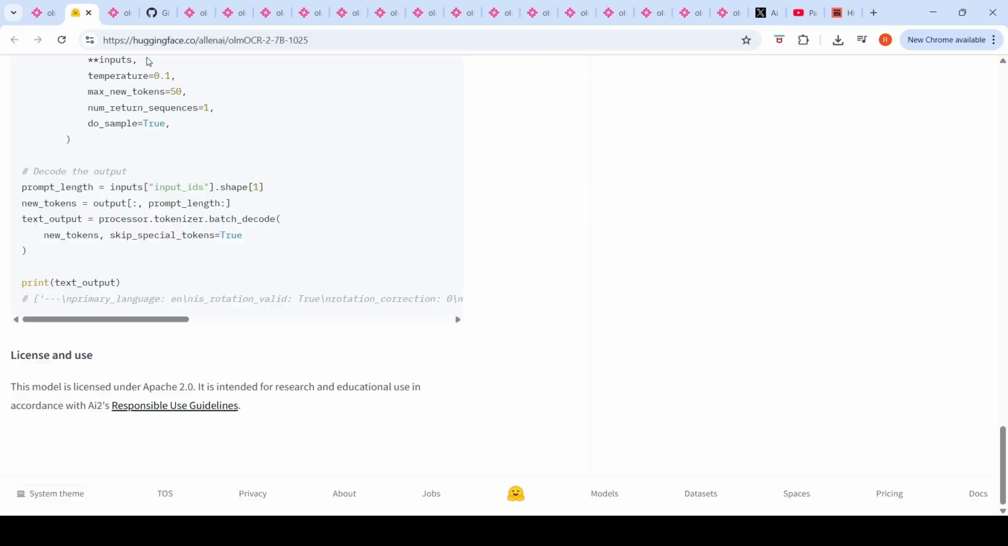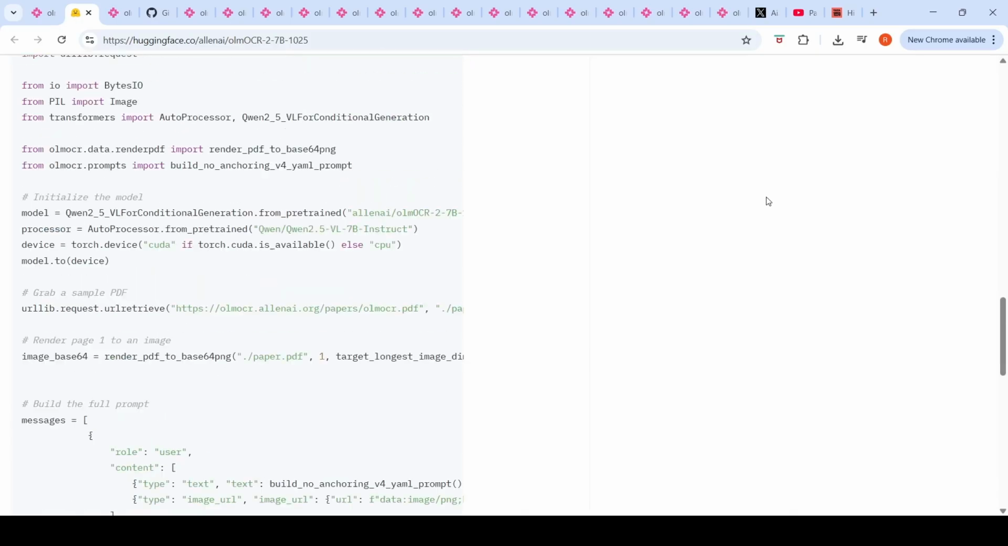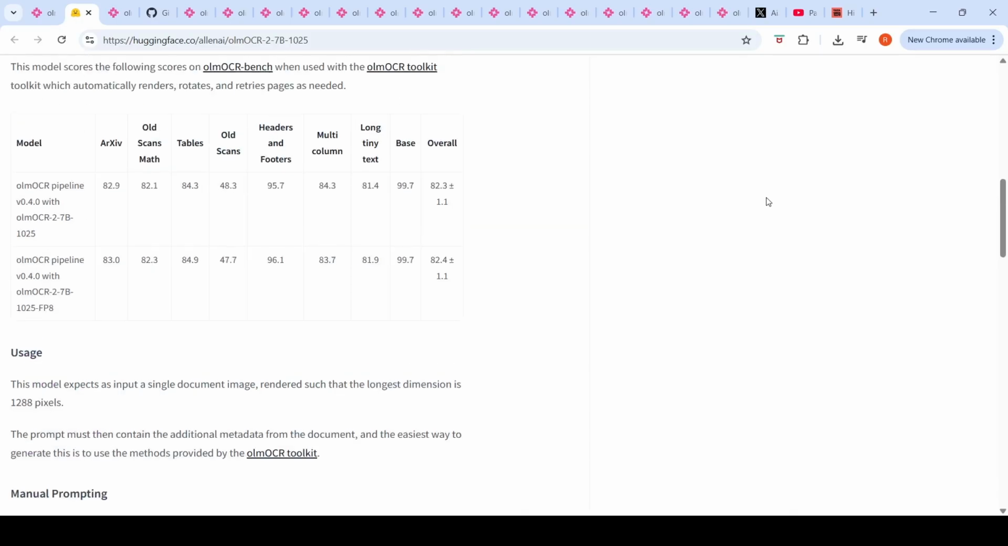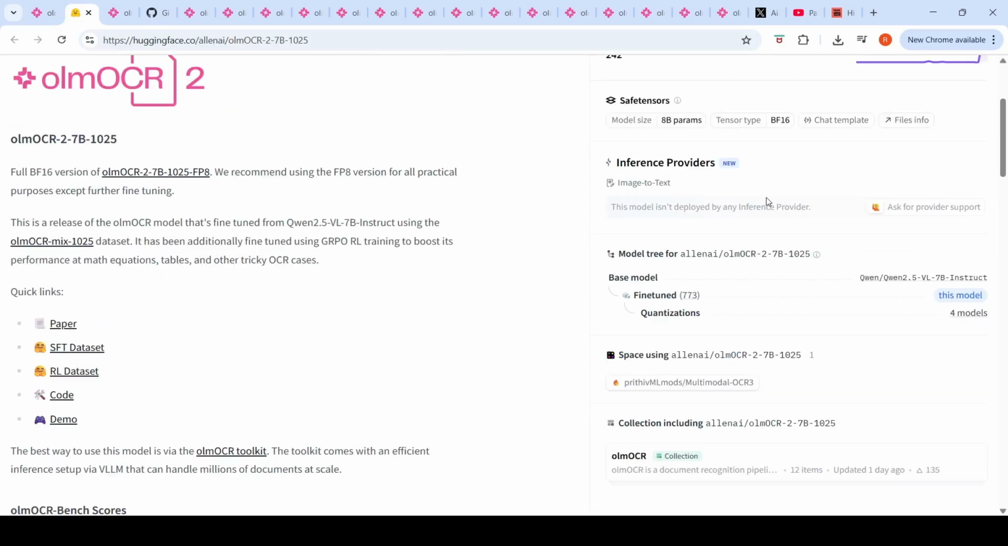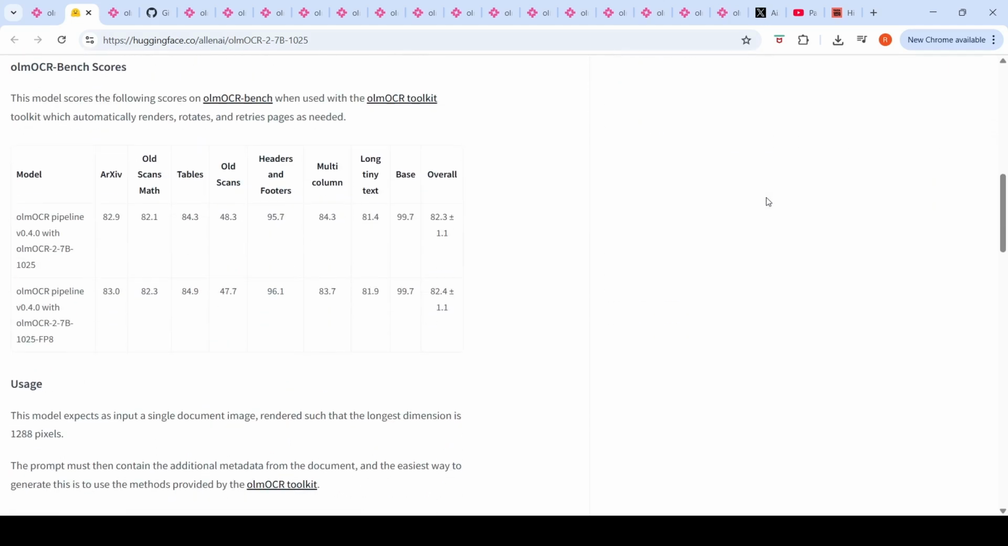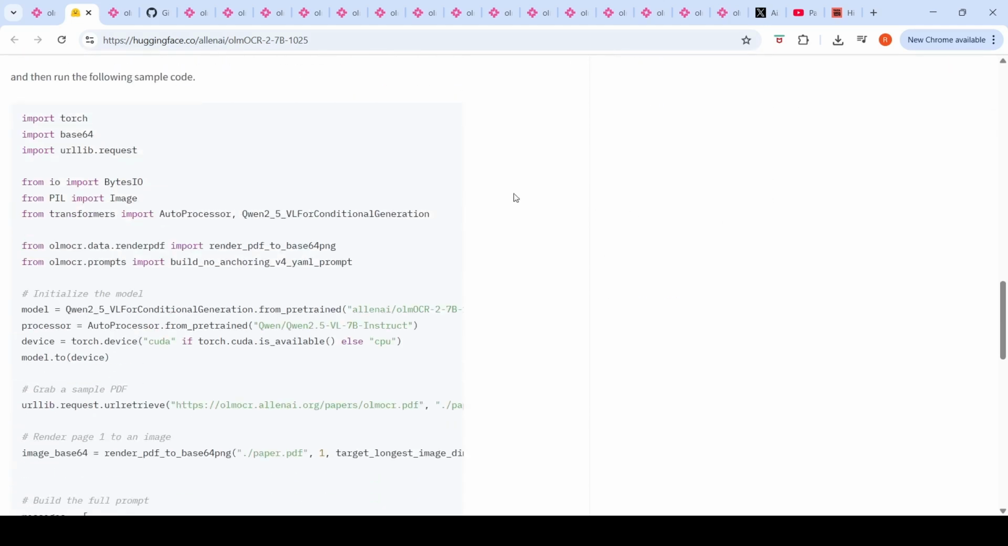This model is available on Hugging Face. So you can actually download the model and try it for yourself. You can create a Colab notebook or you can deploy it locally and try it out to see whether it works for your purposes.